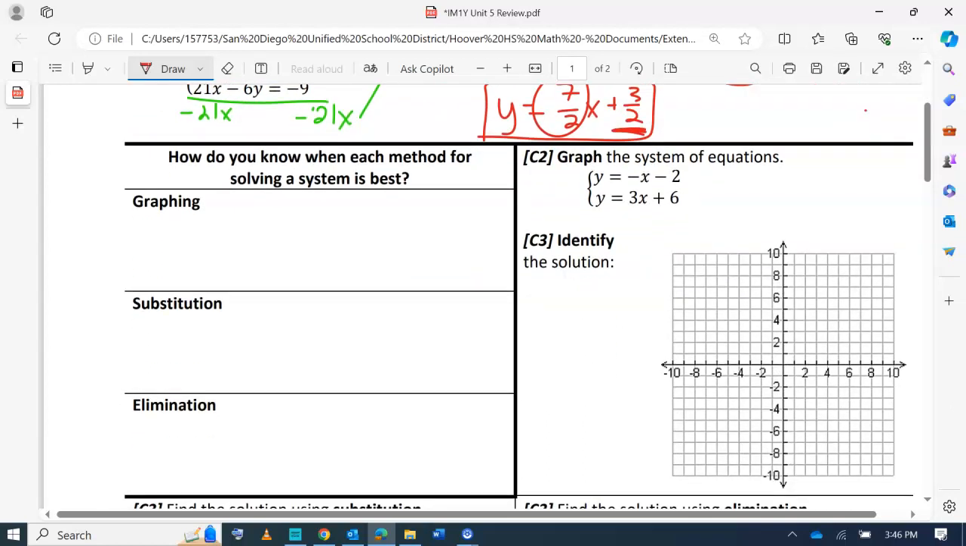How do you know when each method for solving a system is best? I don't actually know the answer to that.